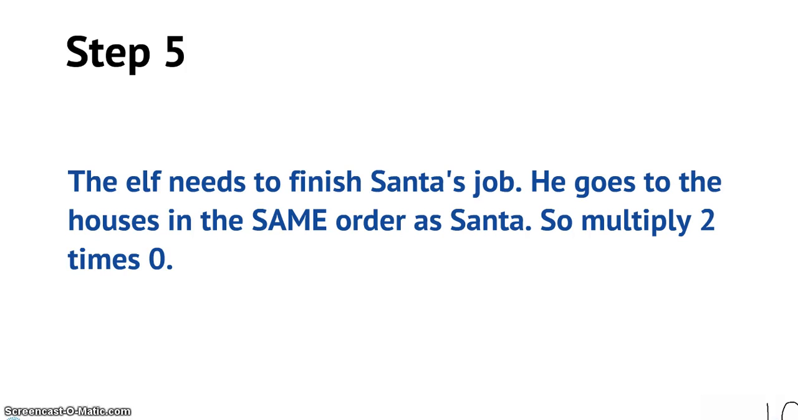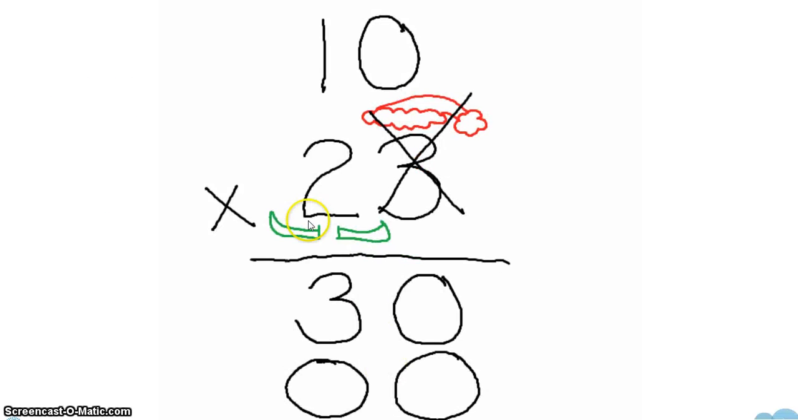Step 5. The elf is going to need to finish Santa's job. So he's going to go to the houses in the same order as Santa. It's very important that the elf goes in the same order as Santa. So we're going to be multiplying 2 times 0. Here's my elf right here. 2 times 0 is 0. We put that 0 here.